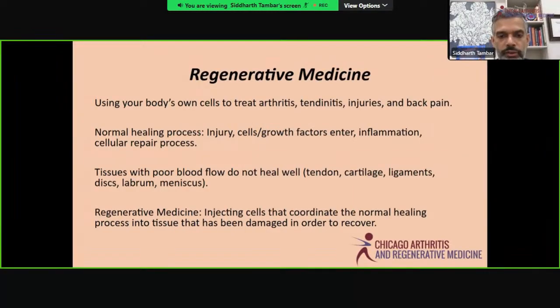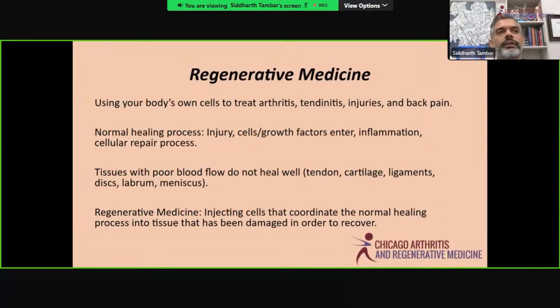They then release growth factors, which then stimulate your local stem cells. They then lead to short-term inflammation that brings more cells and then eventually a cellular repair process. So tissues that have good blood flow, like the skin, this works very well. For tissues that have poor blood flow, that do not heal well, they tend not to heal well on their own. That includes tendon, cartilage, ligaments, discs, labrum, and meniscus.